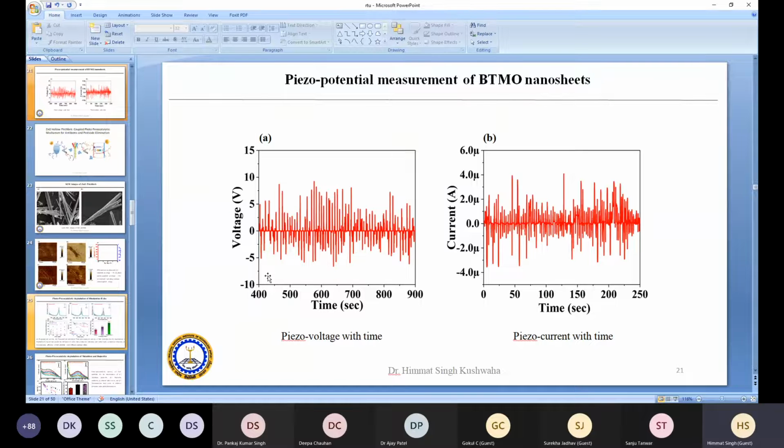And in this graph, you can see the piezoelectric potential generated by these nanosheets. So this is the piezo voltage with respect to time, and the piezoelectric current with respect to time. This data is with the tapping force over these nanosheets. The current is in the microampere range, but it generates a significant potential for the degradation of the pollutant.